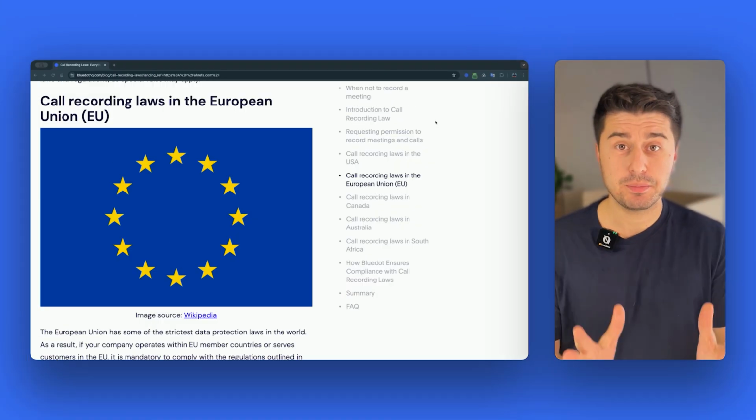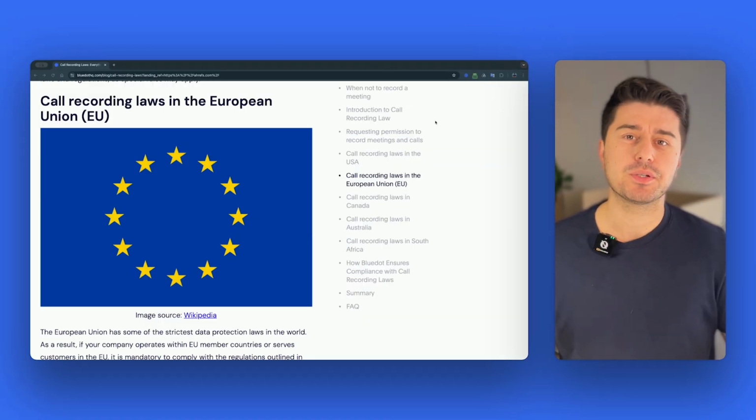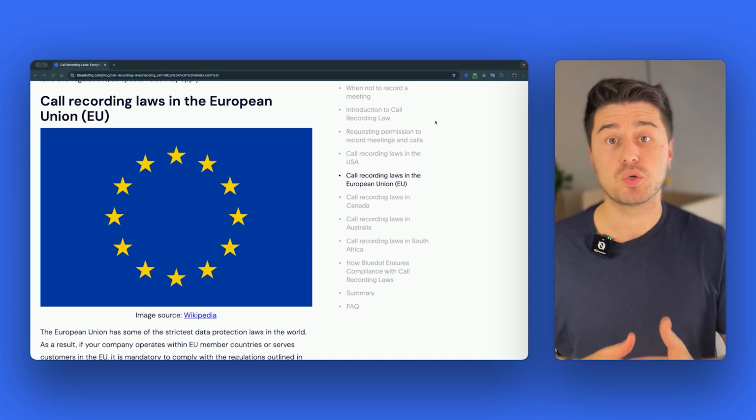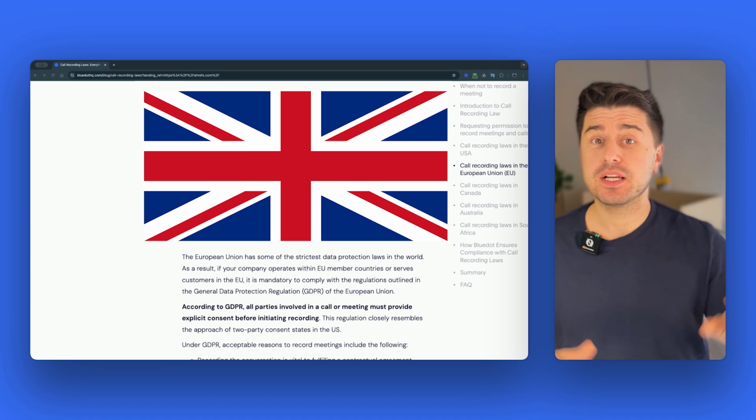And the next one is the European Union. Here everything is kind of easier because under the GDPR, you have to ask everyone before you start the recording. So it's all-party consent.